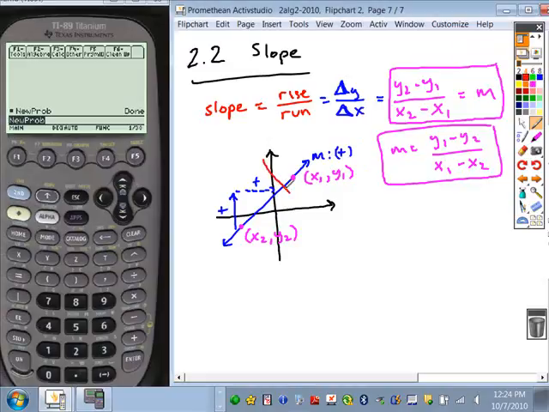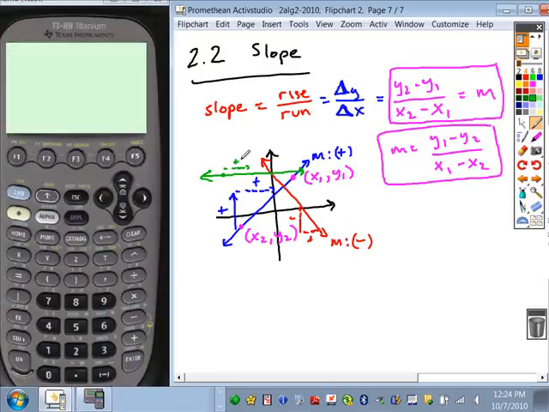If your graph goes down and to the right, here you have a rise that's negative and a run that's positive. So your overall slope is going to be a negative divided by a positive. So you'll have an overall negative slope if your graph moves down. If your graph is horizontal, here your rise between any 2 points, your rise is 0, and your run is either a positive or negative. If you take 0 and divide by a positive or negative number, what do you get? 0. So a horizontal line has a slope of 0.